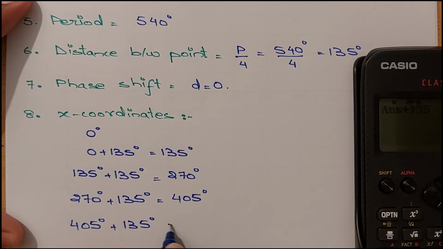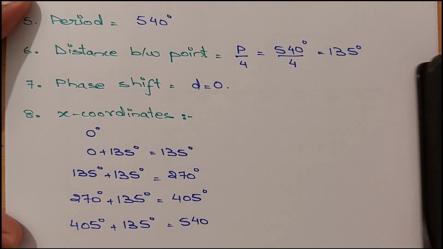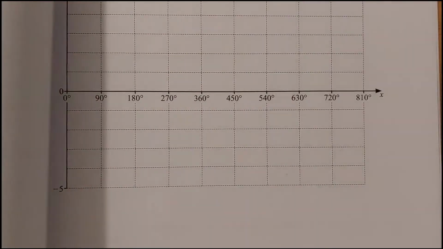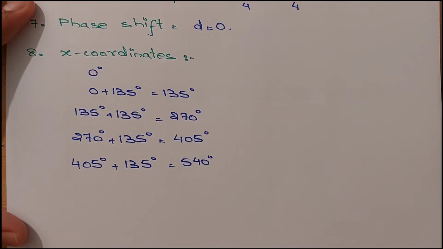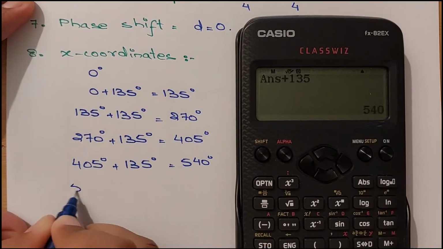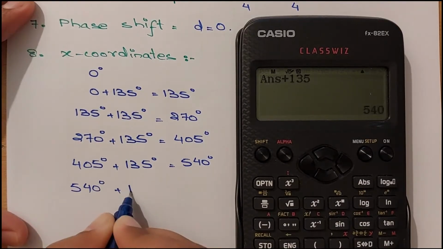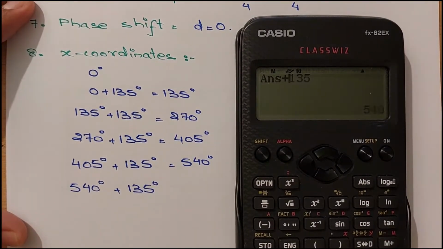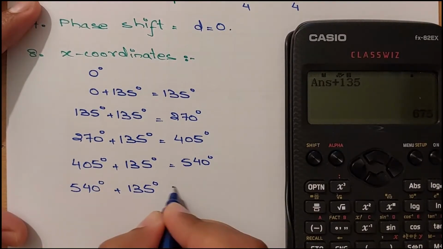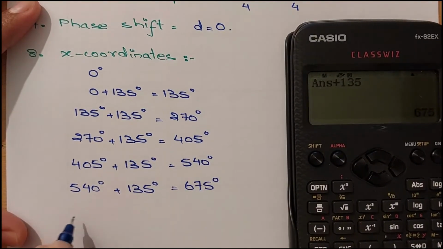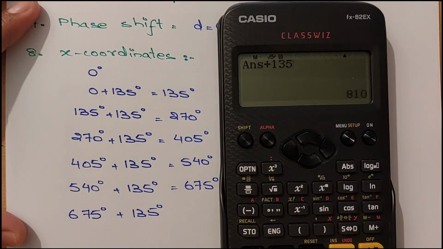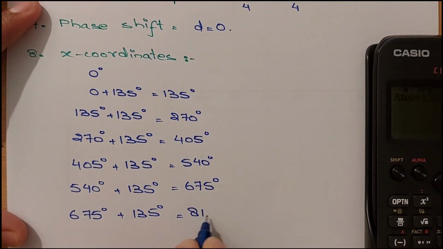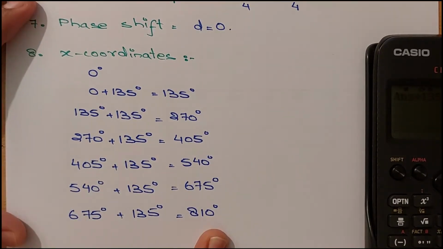405, add 135, 540, one complete period. But the domain we have been given, as you can see, goes to 810. So we have to go forward. Let's see the rest of the points. To 540 add 135, 675. 675 plus 135 is 810. Yes, now we have to stop here. Right, 0 to 810. So these are the x coordinates.